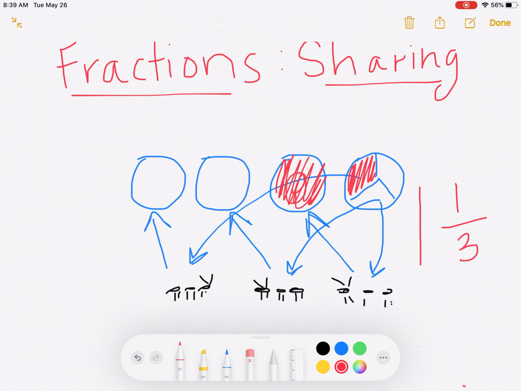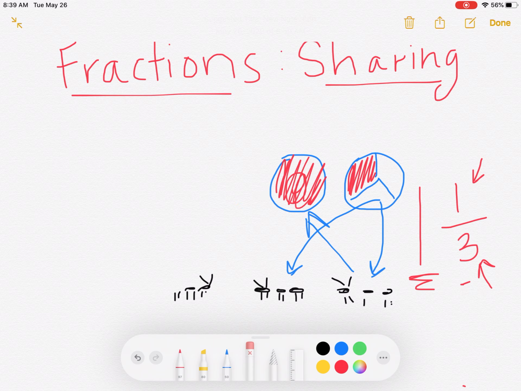So when you think about it, they get 1 whole cookie, and then the other cookie is split up into a fraction. There are 3 parts of the cookie, and the ant gets 1 of those parts. So 1 1/3.